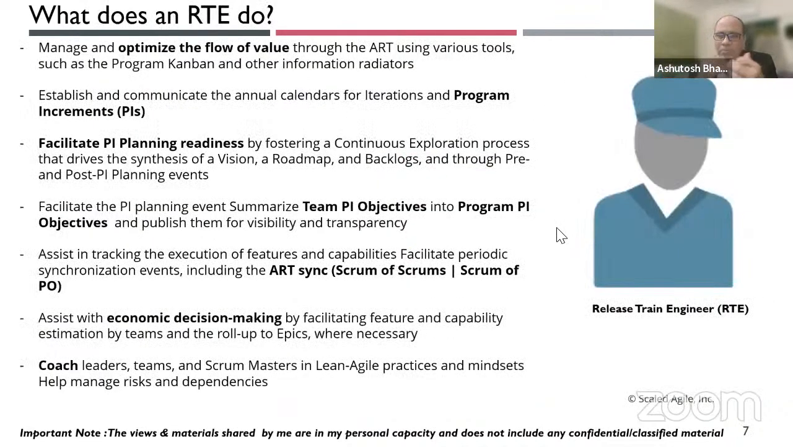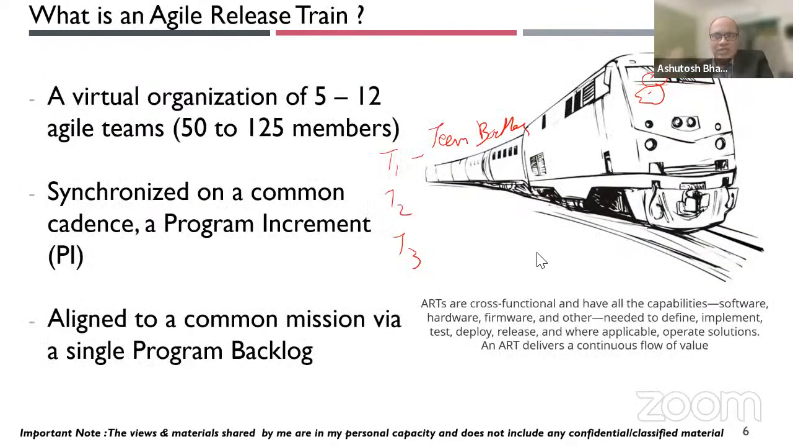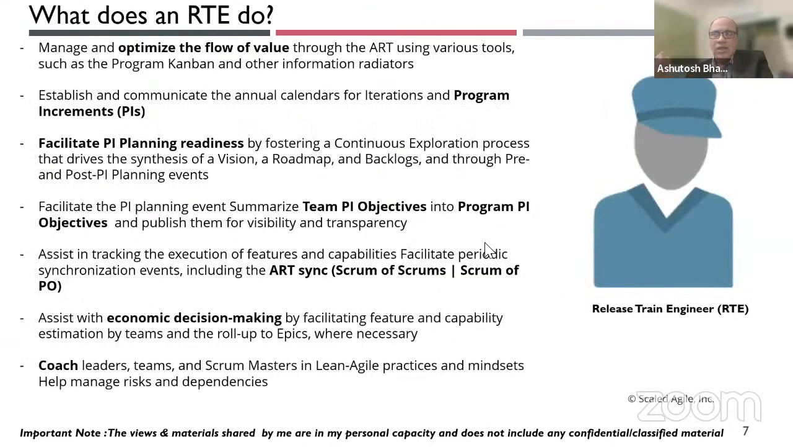Now, some of the important things the RTE does, I'm not going to read out these. This is a very exhaustive list. So one of the important events where the RTE works is to make sure that all these 5 to 12 agile teams, whatever are there in the ART, they are ready for the PI planning meeting. Remember, PI planning meeting is a 2-day event. It begins before the PI starts, and it's a 2-day event where all the teams have to come together at one location. I mean, I'm talking about the pre-COVID era, where all the teams used to be co-located in one big room.